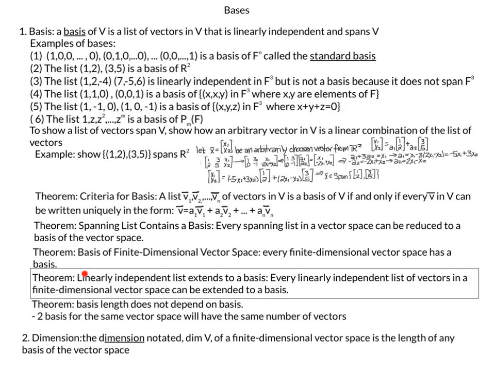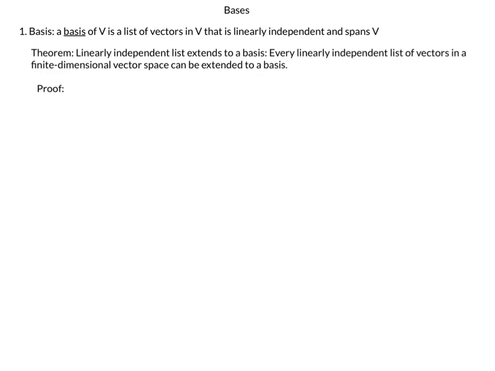Our next theorem is another important theorem that says linearly independent lists can be extended to a basis. So the idea is, to form a basis, you need to be linearly independent, but if it doesn't span, we need to add some more vectors until it spans. And we need to add them in a way that we're only adding linearly independent vectors, so that every linearly independent list of vectors in a finite dimensional vector space can be extended to a basis. And again, here's our theorem. Every linearly independent list of vectors in a finite dimensional vector space can be extended to a basis.